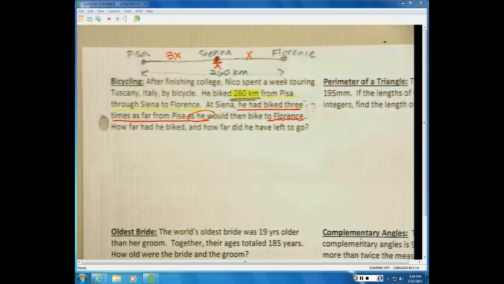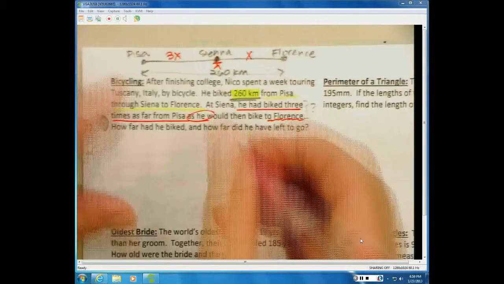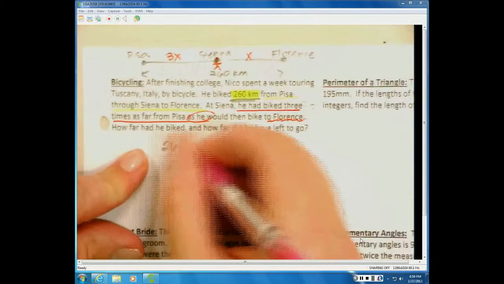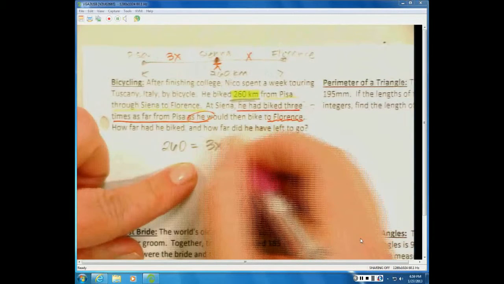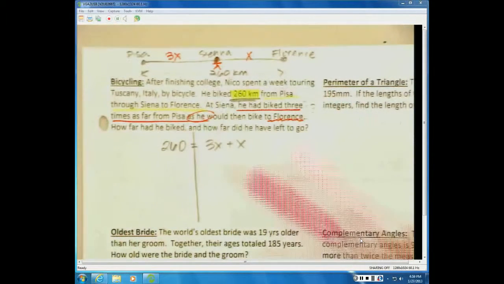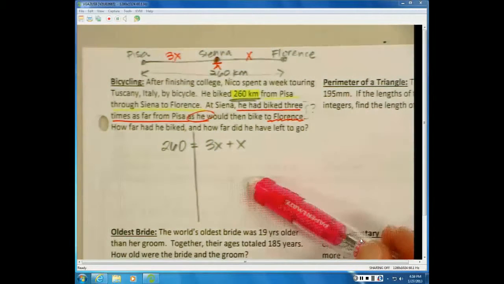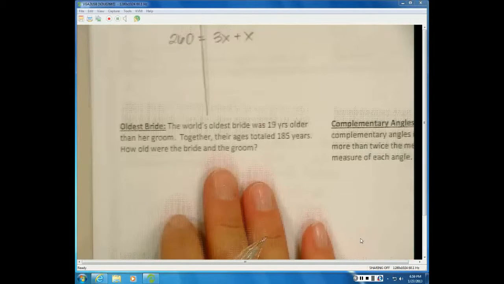So my equation is going to look like this. The total distance is 260 equals 3x plus x. I would like you to finish this problem, please. Go ahead and solve this and answer the question. And let's go through to the next one, oldest bride.